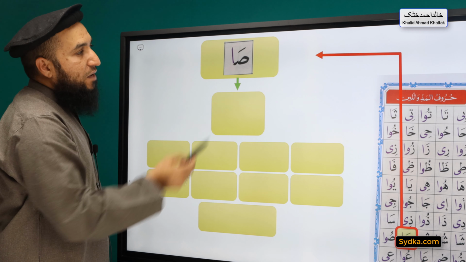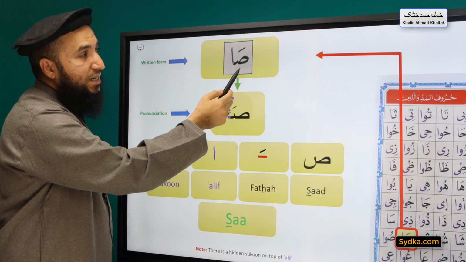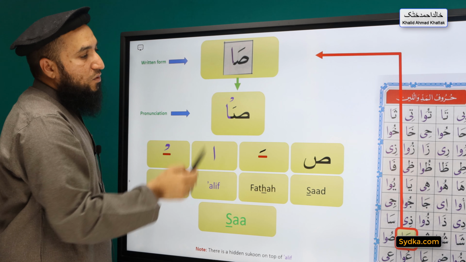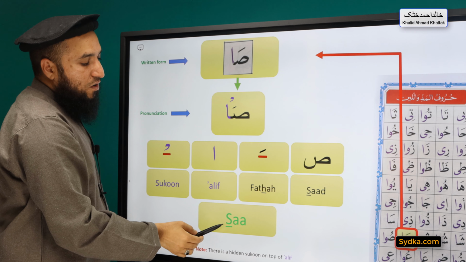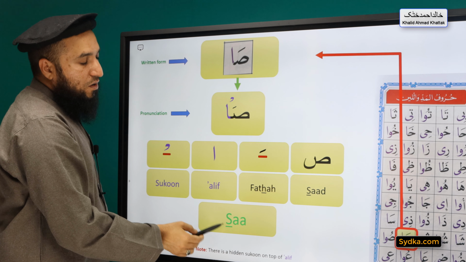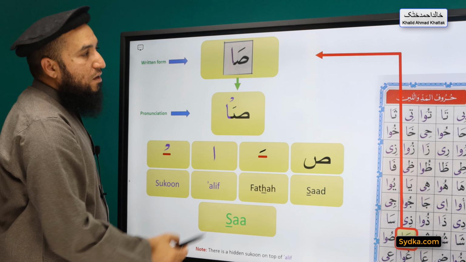The next syllable we have is Sad Fatha Alif Sukoon. Sad is a heavy letter, it has Fatha on top of it, it is followed by Alif, and Alif has hidden Sukoon. Sad Fatha Alif Sukoon Sa.